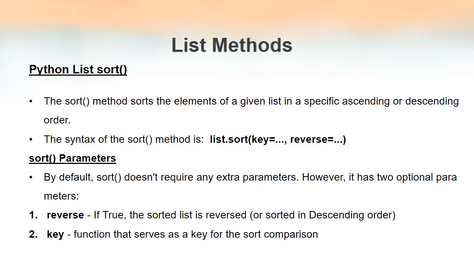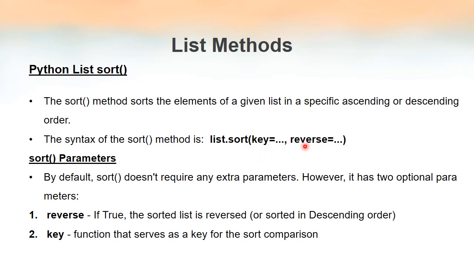We know that there exists a method named sort that can be used for sorting the elements inside the list. Sorting means arranging the elements. We can arrange the elements in either ascending order or descending order. The basic syntax of the sort method is list.sort(key=, reverse=), even though both of them are optional. This method does not require any extra parameters, but if we want to perform the sorting in a particular order, then we can make use of these two parameters.